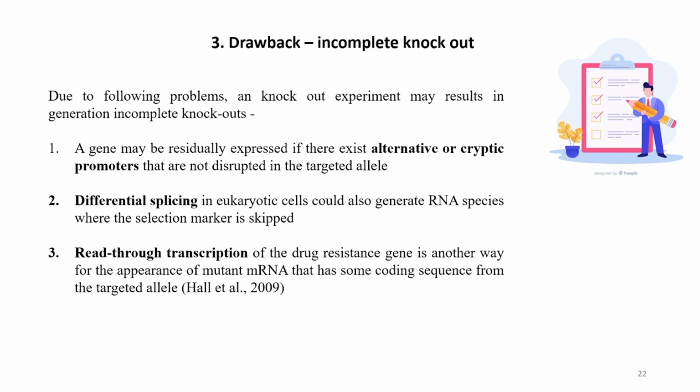Then there may be differential splicing in eukaryotic cells which could also generate RNA species where the selection marker is skipped. Another drawback is that the retrotranscription of the drug resistance gene is another way for the appearance of mutant mRNA that has some coding sequences from the targeted allele. The neomycin R marker gene contains a strong promoter. Therefore, there is a chance of neo-R gene interfering with downstream genes after gene targeting via a replacement vector.